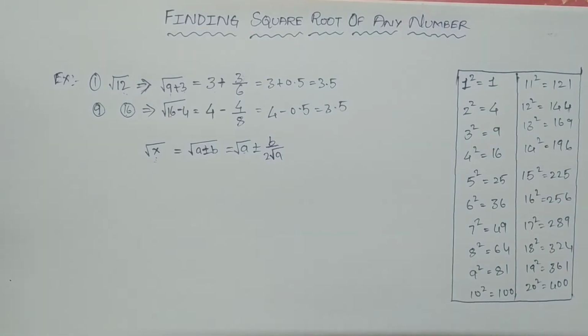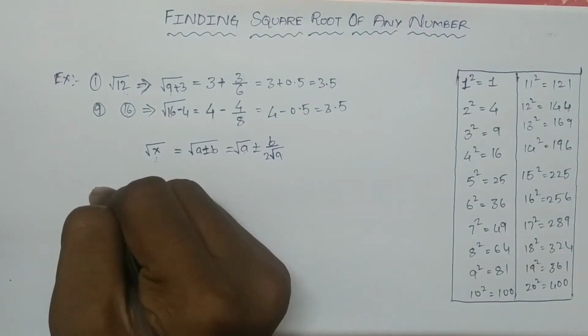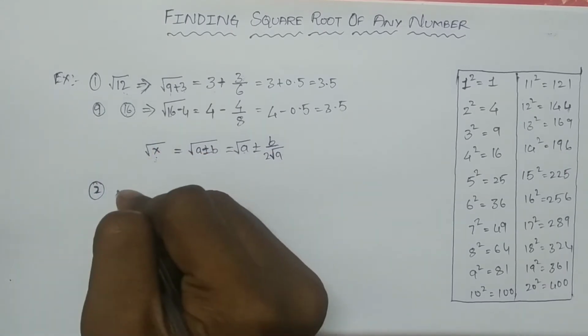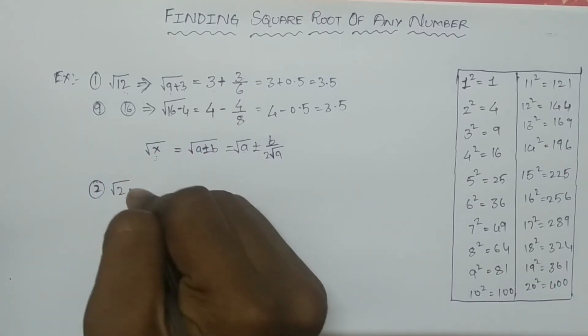Next, let us do one more example for your better understanding. I am taking one more example, root over 29 here.